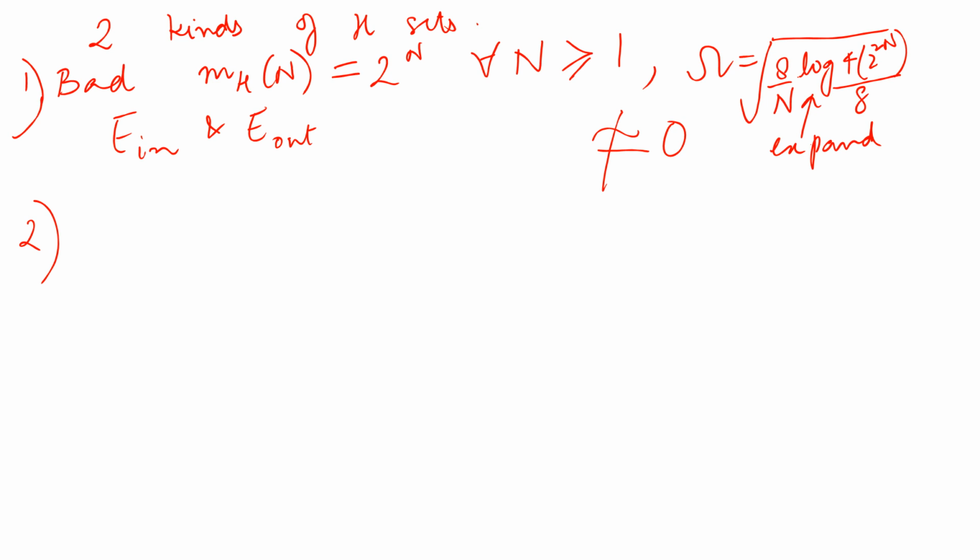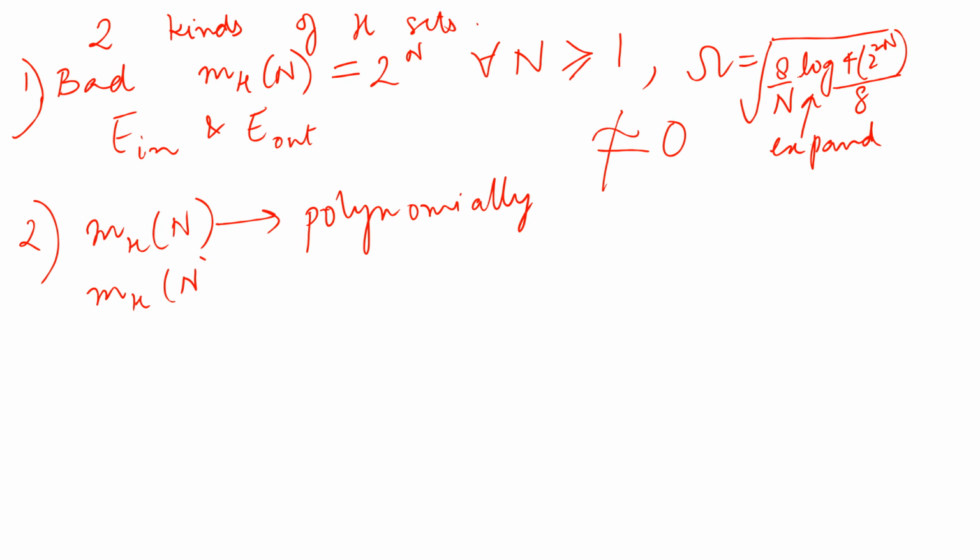The second one was the good one, in which m sub h of n was polynomially bounded. So the good ones were good. Why? Because again, we care about the error bar omega. So first of all, the polynomial bound looks something like this.